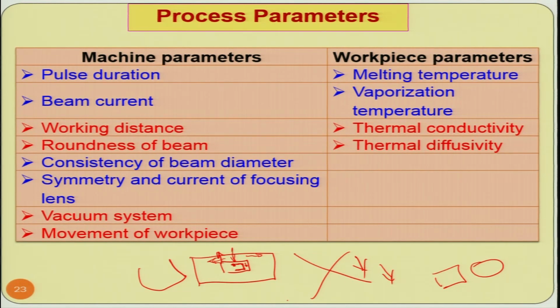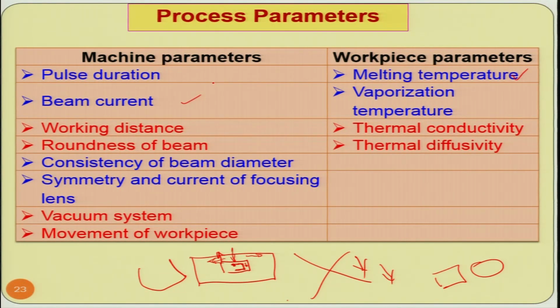There are certain parameters of the workpiece which will affect the performance of the whole process, such as the melting temperature. Depending upon the melting temperature, it will decide what the beam current should be, because beam current is going to decide what kind of power you will get, or what kind of energy the electrons will have while hitting the workpiece surface. The vaporization temperature of the workpiece is again important, because part of the material gets vaporized also. If the vaporization temperature is very high, then a lesser amount of the material will get vaporized.